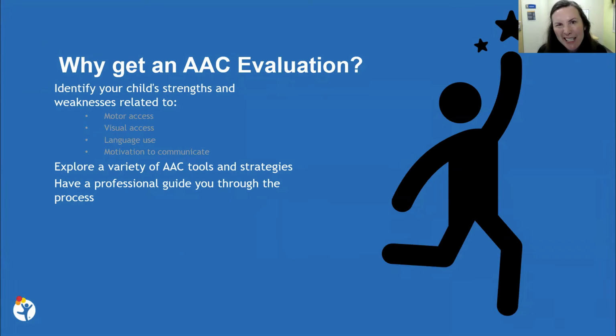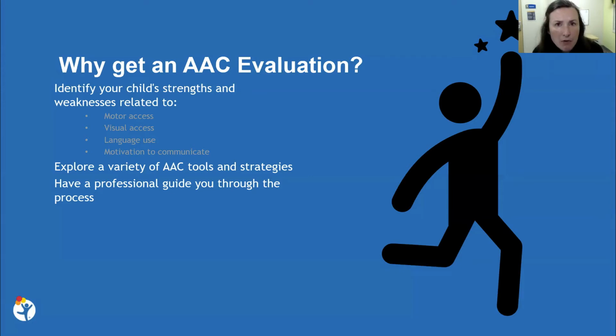So why do we need to get an AAC evaluation? It's because, like I've been mentioning, we really want to identify your child's strengths. And specifically to individuals with Angelman syndrome, we have some considerations that we specifically need to examine, such as motor access. Depending on the phenotype of your child, they may have a tremor, which may need additional supports to consider how to get them to have the best access as possible so that they're as efficient as possible.